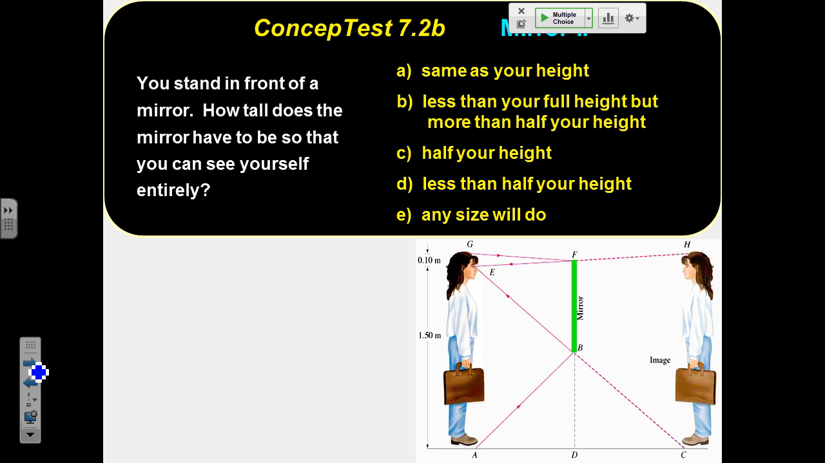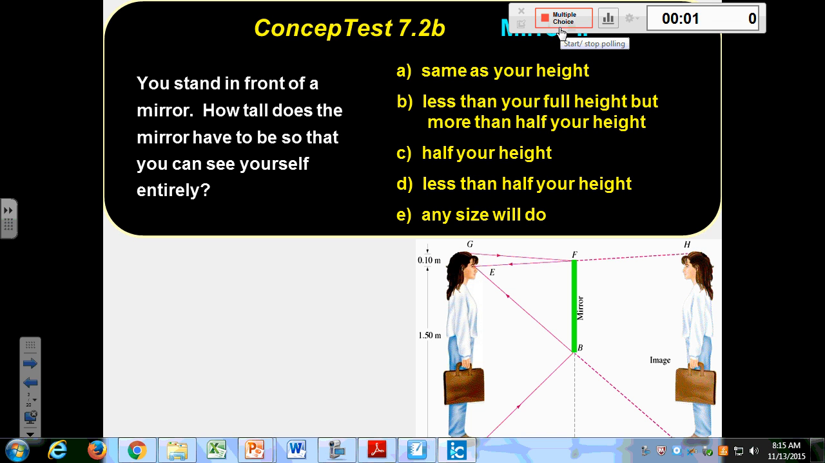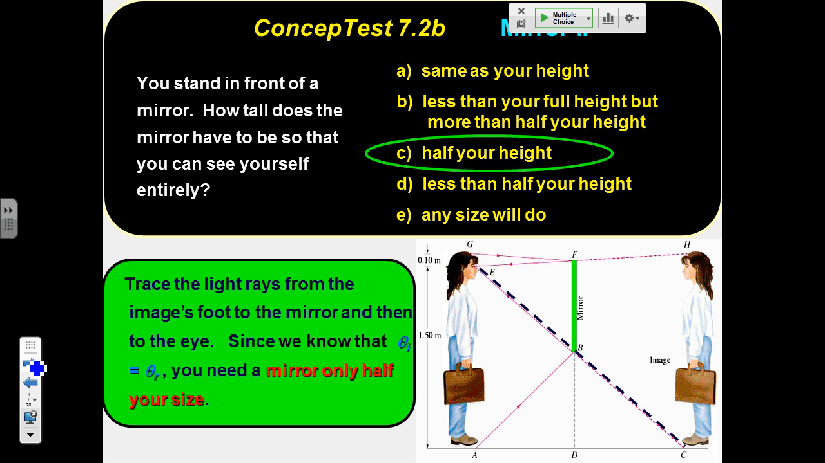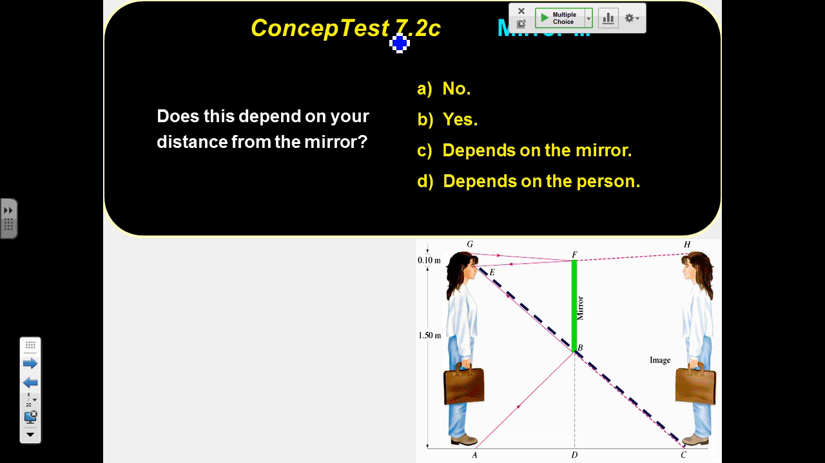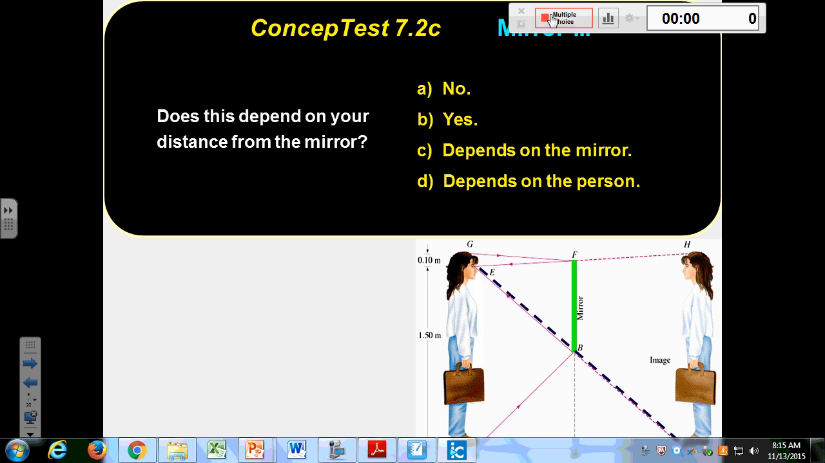This is more of a novelty, but I'll give it as a quick refresh. Actually, no, I'm sorry. We're going to skip this one. No, so let's do this one as a novelty. So does this depend on your distance from the mirror?